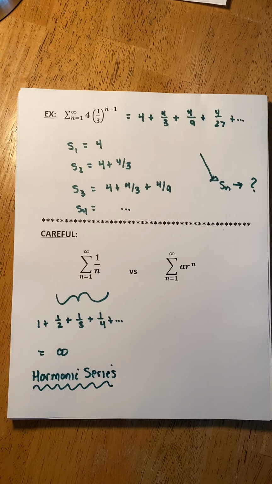All right, ready for this? Let's look at a times r to the n minus 1. Well, if n is 1, that becomes the 0 power. That's just r to the 0, which is 1. It's a plus ar, and they increase by a factor of r each time. I think this is such a cool little proof.